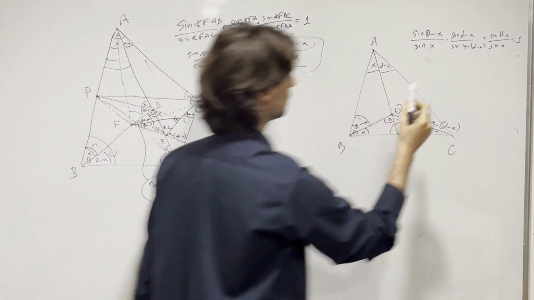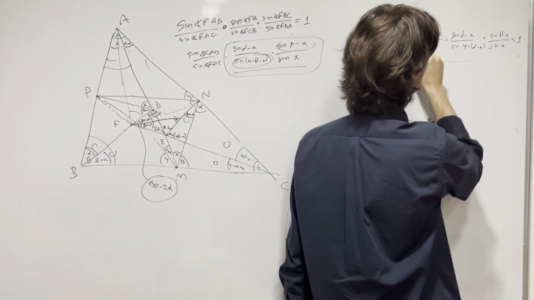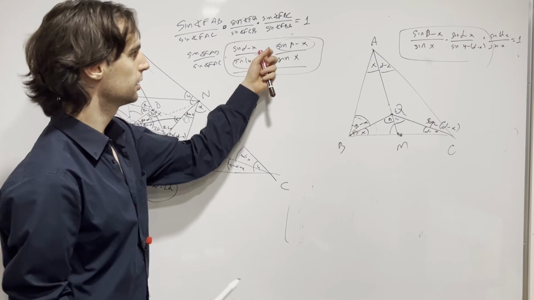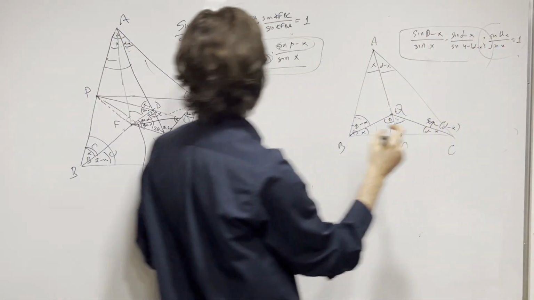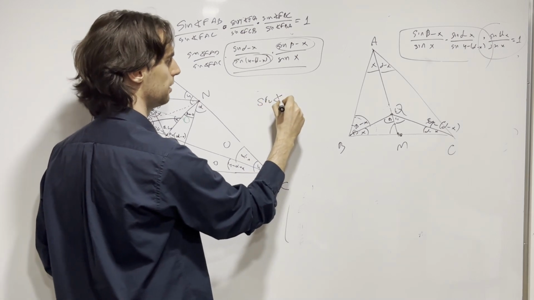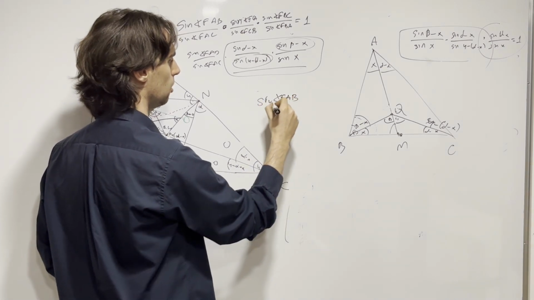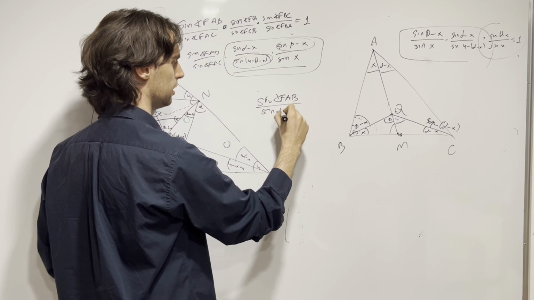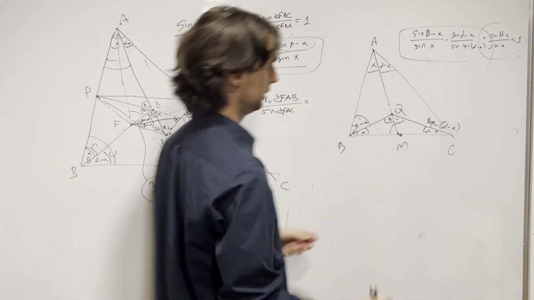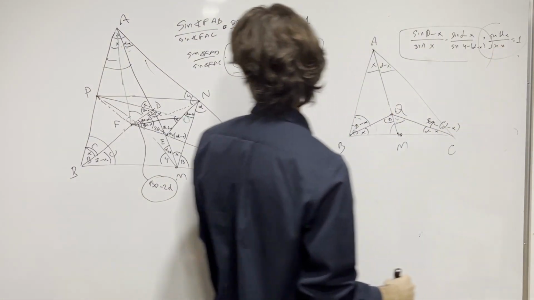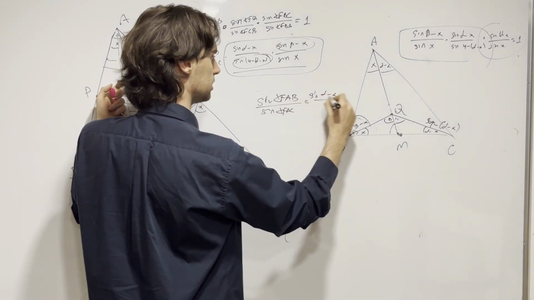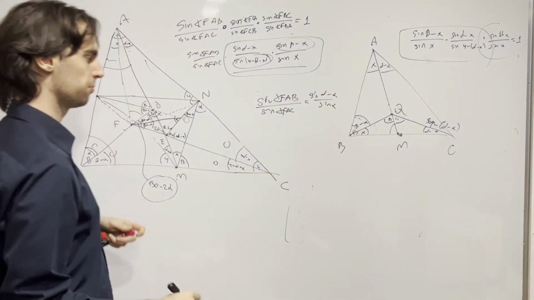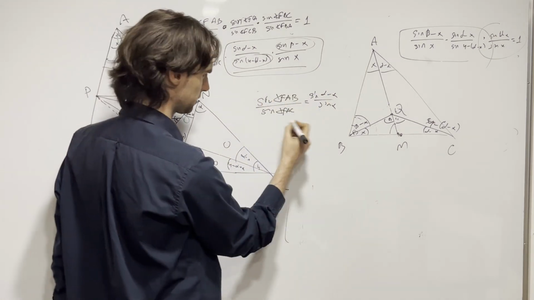And now look what I have. I have alpha minus x, beta, alpha minus x, beta, gamma. These two things are identical. So it must be that sine of the angle FAB over sine of the angle FAC needs to be equal to sine of alpha minus x over sine of x.